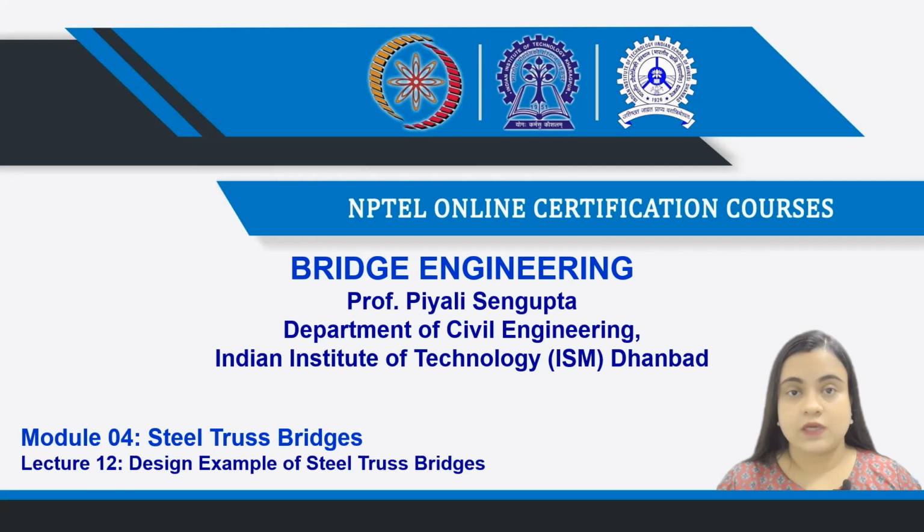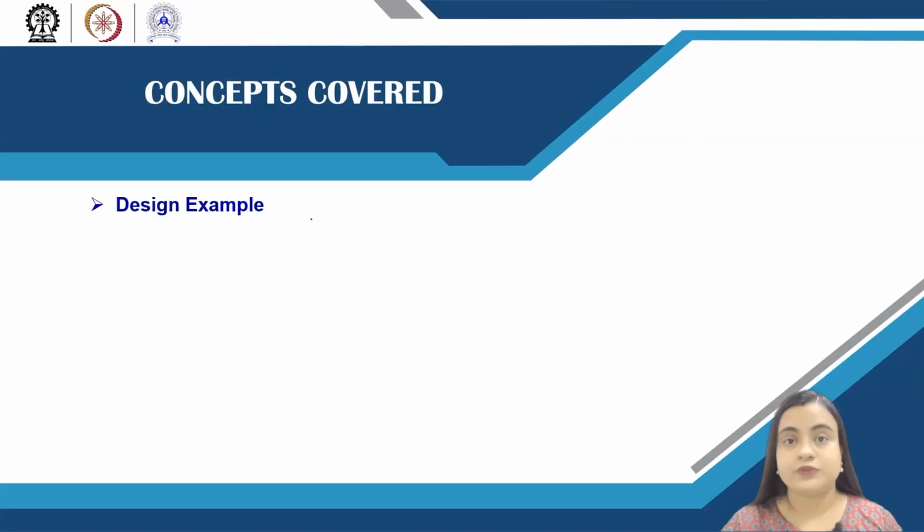In the first class under module 4, we had discussed basic features, structural configurations, design principles, and influence line diagram of steel truss bridges. In today's class, we are going to see a design example of a steel truss bridge. We are going to take a design example so as to learn about the steps involved in the load calculation and design of a steel truss bridge.